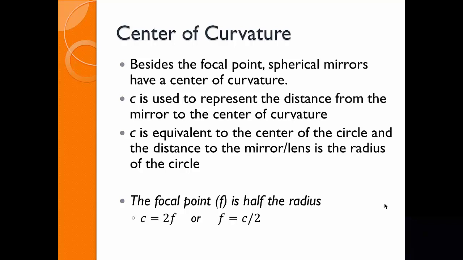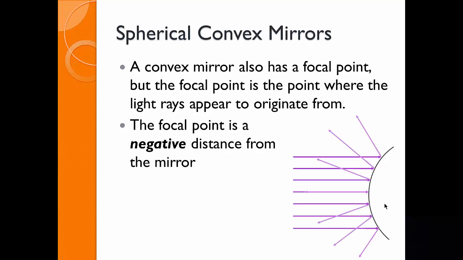If the mirror is a part of a circle, the center of that circle is C. It turns out that the focal point, if we go through the geometry, and I don't really want to at this point, is going to be halfway from the center of the circle to the mirror. Another way to say that is F is equal to C divided by 2, if we use C to represent the center of the circle.